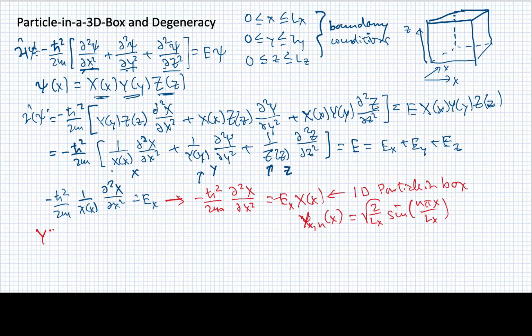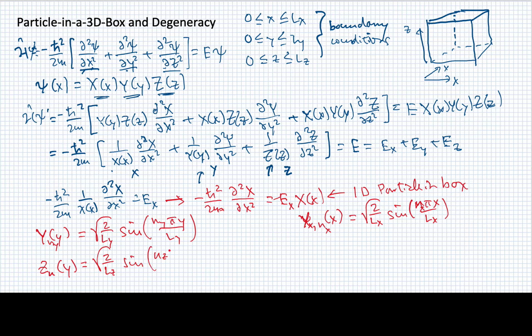So for example, y sub n sub y, and I better put an index on these integers, n sub x, n sub y. That would be equal to the square root of 2 over L sub y sine of n sub y pi y over L sub y. And z would be the square root of 2 over L sub z sine of n sub z pi z over L sub z.